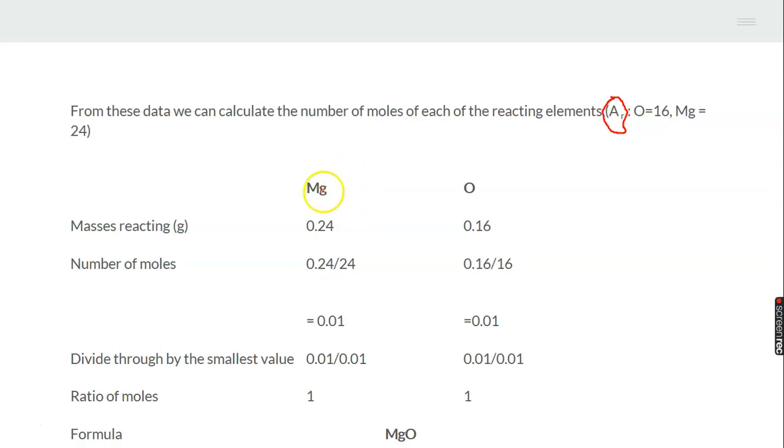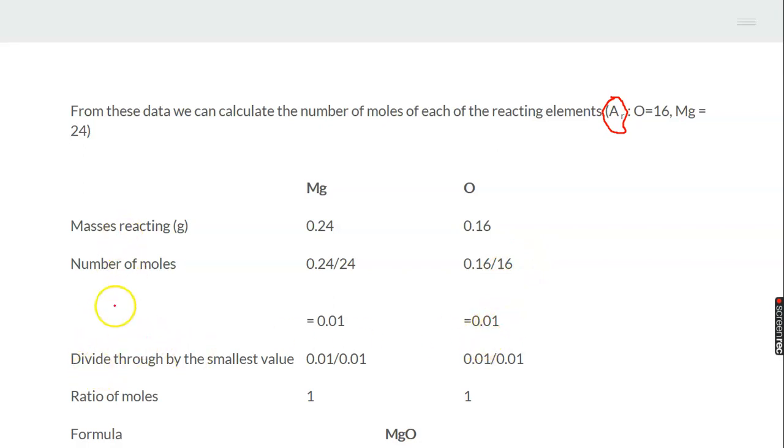So the mass of 1 mole of magnesium is 24. So divide the mass of the element by the mass of 1 mole of magnesium, which is 24 given here. Divided by that, you have your 0.01. Then 0.16, which was the experimental mass you got from your experiment for oxygen, you divide it by the mass of 1 mole of oxygen, which is 16. So when you divide that by 16, you get 0.01.